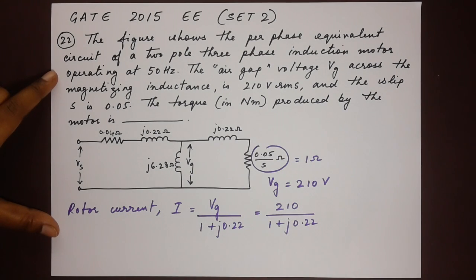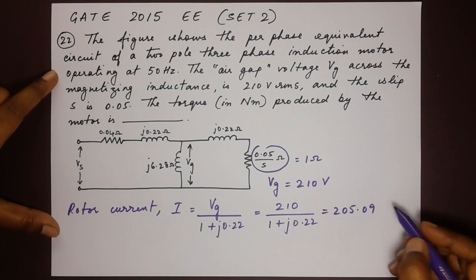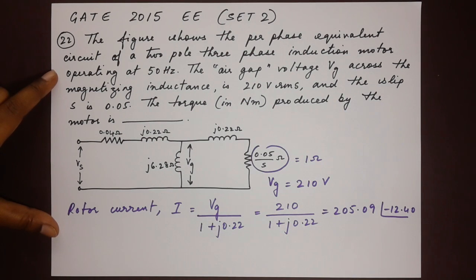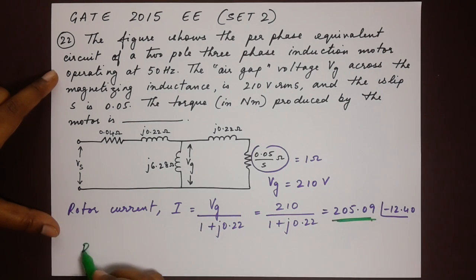Now it helps in converting this into polar coordinates. So once you solve and convert the rectangular coordinates into polar, you should get a value of 205.09 with an angle of minus 12.40. Now we do this because we are going to take the magnitude alone of the current. Okay, so let's work on the power now. Since we have the magnitude of current as 205.09, let's calculate the power.